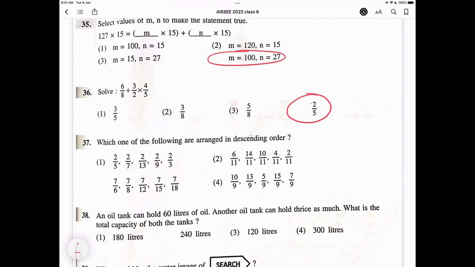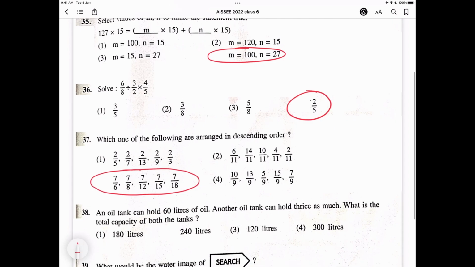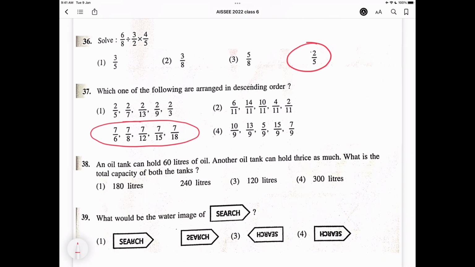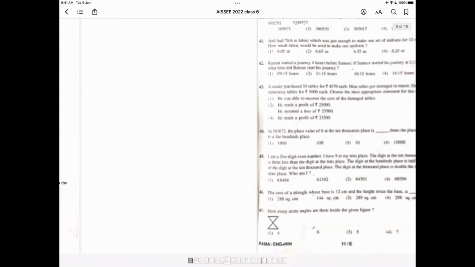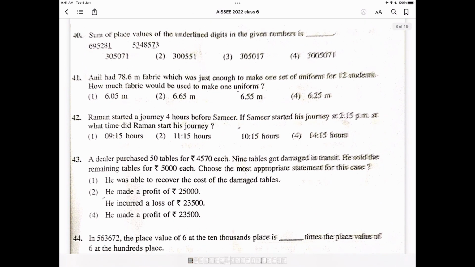Moving on to the next question, the third option is correct. We had to arrange in descending order. For question number 38, the second option is the correct answer. Question number 39, second option is correct. We had to find the water image of search. Actually, this question belongs to the reasoning portion, but somehow it is provided in this section. For question number 40, the first option is the correct answer.